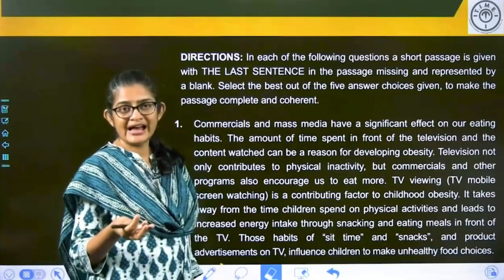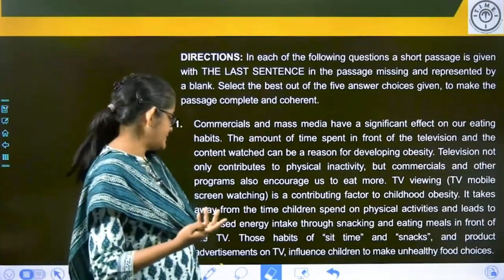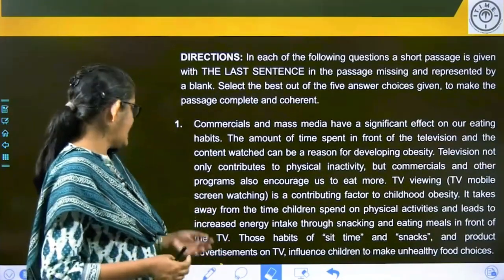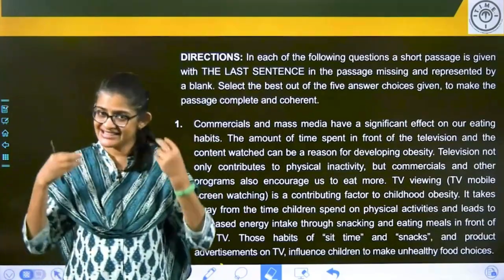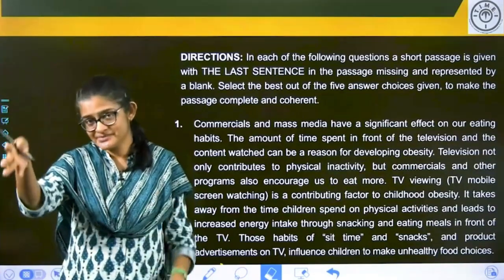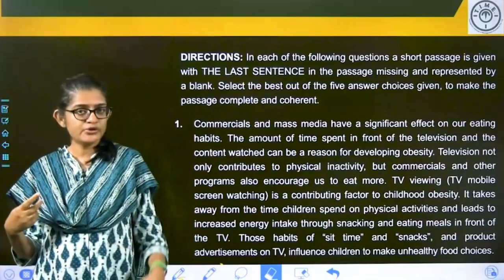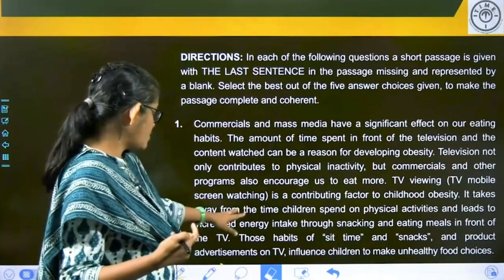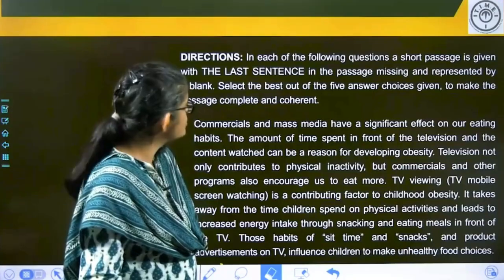You know that children have this habit of snacking while watching television, we all know that. Those habits of sit time and snacks, and product advertisements on TV. So, inactivity, sitting and eating, and along with this, the advertisements that they see on TV also ask them to eat a lot of stuff, including unhealthy and junk options, right. So, all this influences children to make unhealthy food choices.